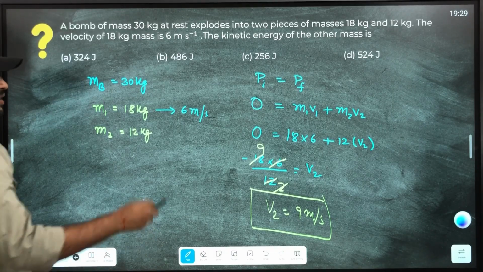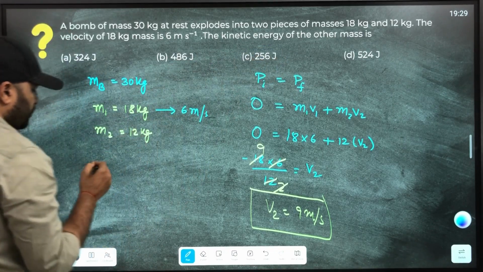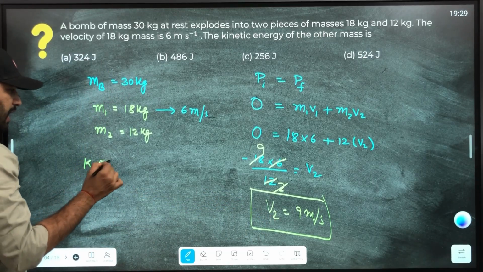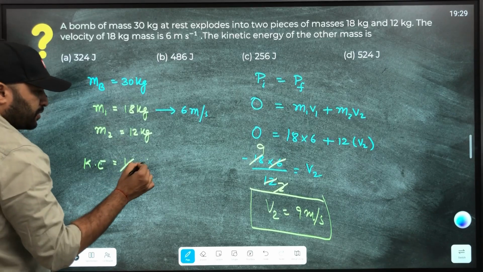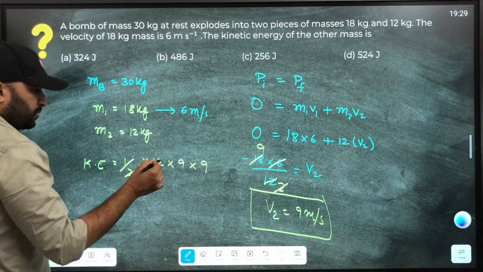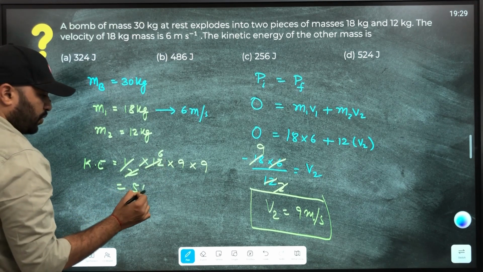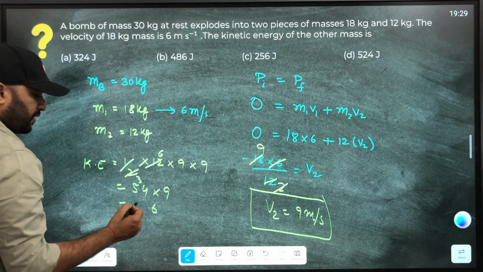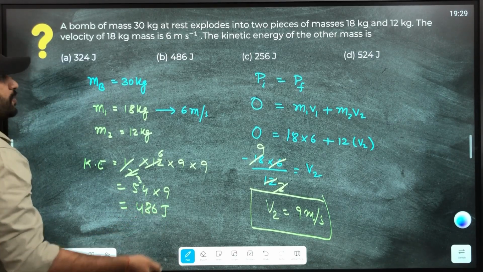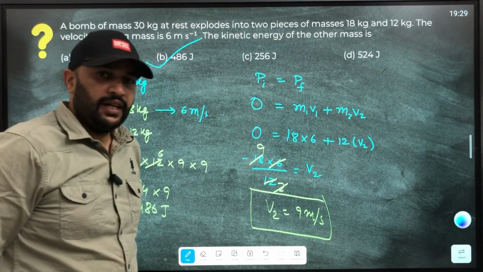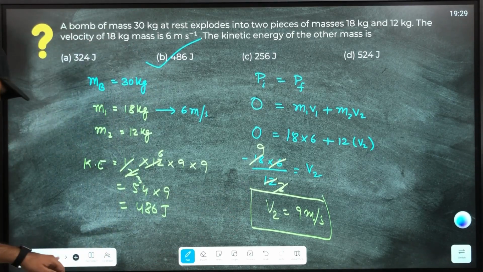Great. If this is the velocity, the kinetic energy of the other mass, so we have to find the kinetic energy of this particular mass. So kinetic energy will be equal to half of the second mass, which is 12, and velocity square, which is 9 into 9. 2 6s and 6 9s are 54. 54 into 9, that will be 3 9 5s are 45 and 3 48. 486 joule. Is there any option? Yes, option B is correct. I hope this is clear, right? Very simple, straightforward problem. Let's see the next question.